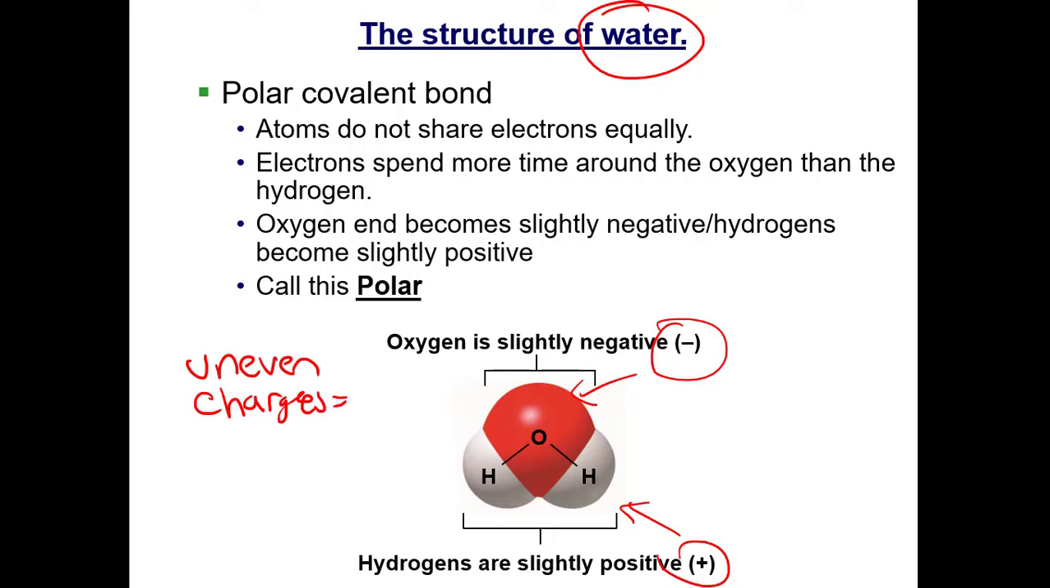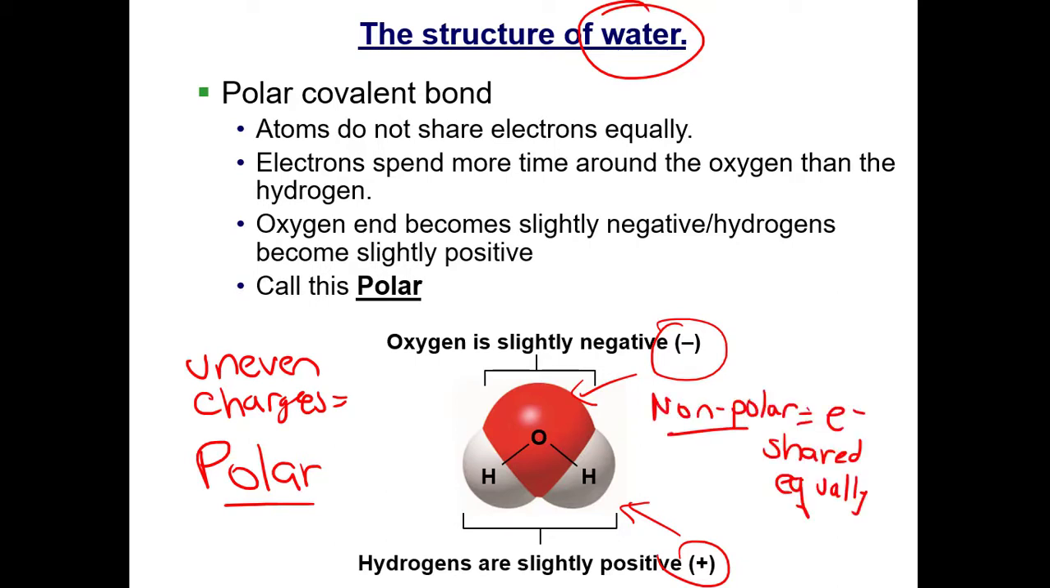Then we say this molecule is polar. Polar means uneven charges. On the other hand, a molecule that's non-polar would mean that the electrons are shared equally in the compound. So for example, methane, which we drew the other day, is a carbon with 4 hydrogens. This one is non-polar. All the electrons are shared equally.